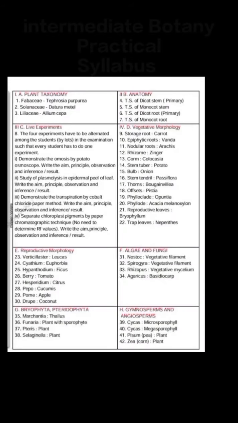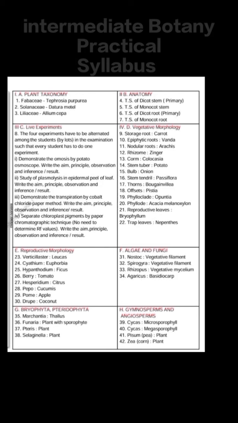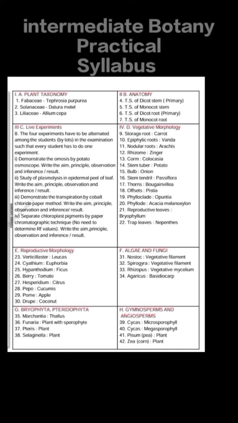So the intermediate botany practical syllabus mainly consists of sections in alphabetical order: A section, B section, C section, D section, E section, F section, G section, H section. So 1A plant taxonomy, 2B anatomy, 3C live experiments, 4D vegetative morphology, E reproductive morphology, F algae and fungi, G bryophyta and pteridophyta, H gymnosperms and angiosperms.